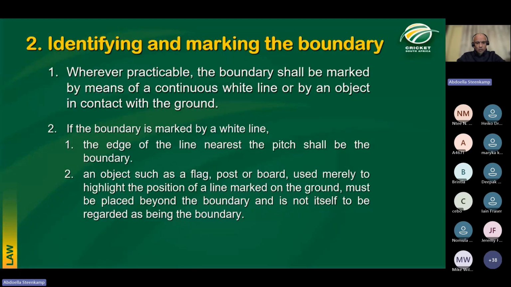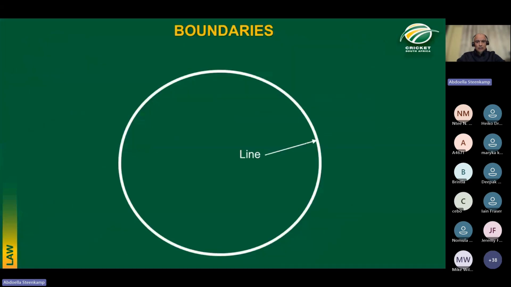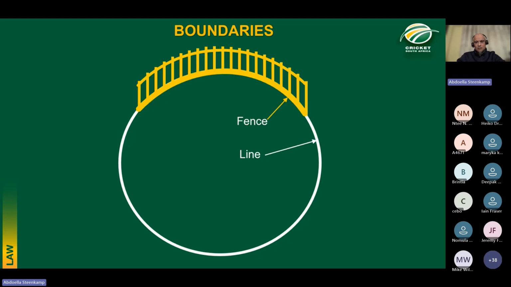And if you are going to use those objects, the law tells us they are merely there to highlight the position of the line marked on the ground and must be placed beyond the boundary and is not seen as the boundary itself. Here's an example. When it comes to a rope, the inside edge, that is where the boundary is. Picket fence, inside edge. A rope, inside edge, post, flags. That's where the boundaries are.